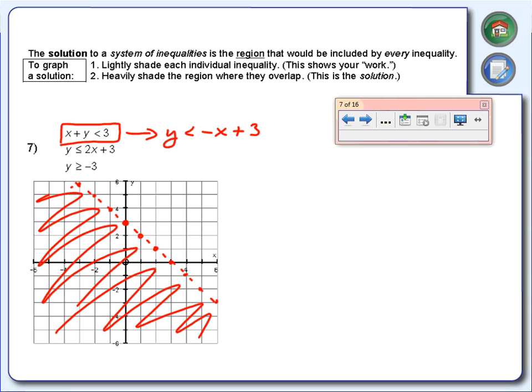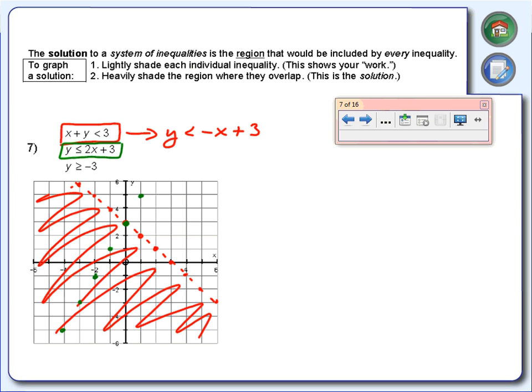I'm going to grab a different color and graph the second inequality. Y is less than or equal to 2x plus 3. All right, so here we go. +3. That's our y-intercept. The slope on that thing is 2, or 2 over 1. So we're going to go up 2, 1 to the right. Need more dots, so I'm going to reverse it. Go down 2, 1 to the left, down 2, 1 to the left.